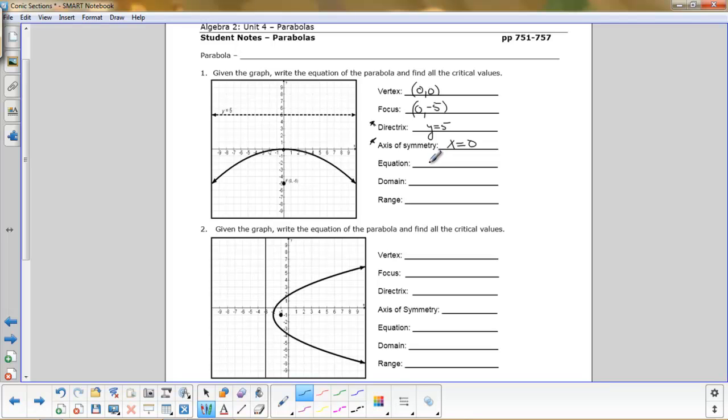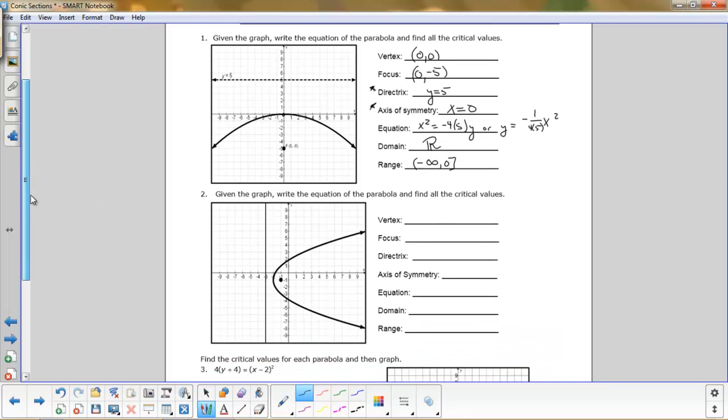Use your foldable to help you determine what your equation is. There are two ways to write it. It is either going to be written as x squared equals negative 4 times 5y, or it's going to be written as y equals negative 1 over 4 times 5 times x squared. And yes, that can be simplified to 20 or negative 20 in both of those cases. Your domain and range is fairly straightforward. Domain is all real numbers. Range starts at negative infinity and concludes at 0.